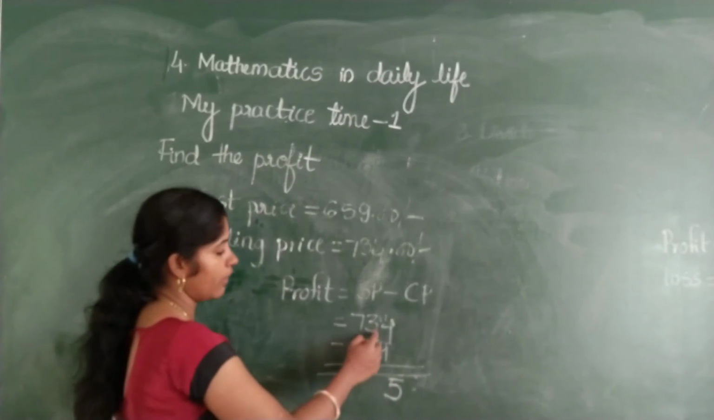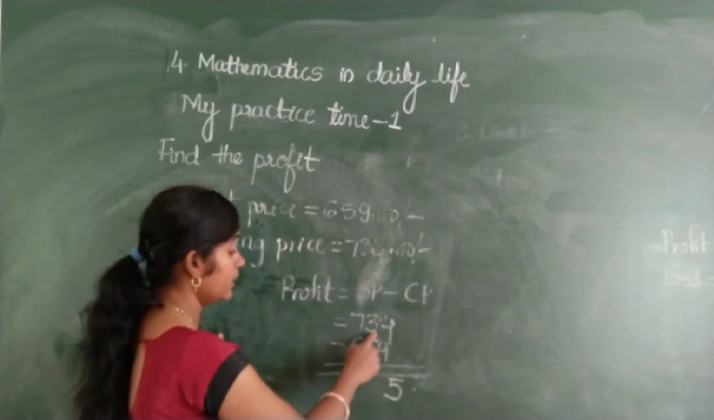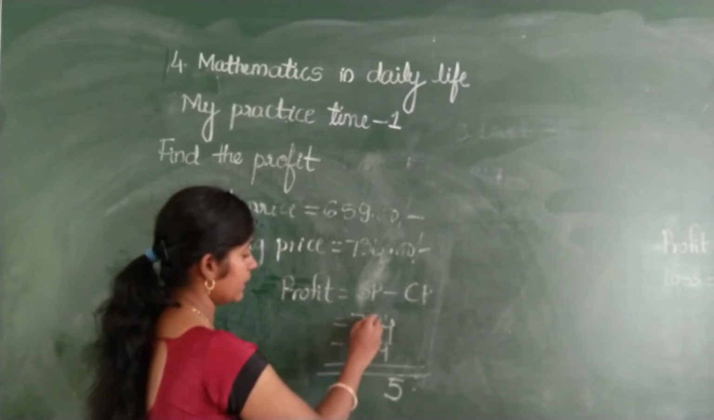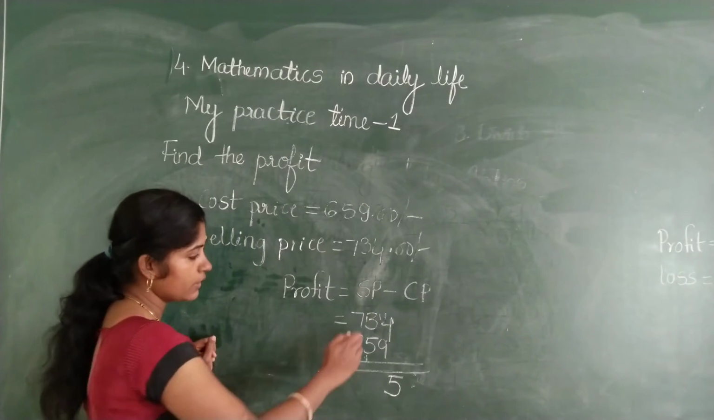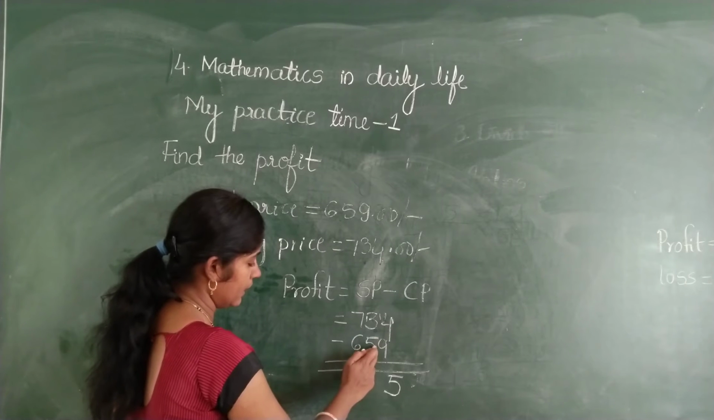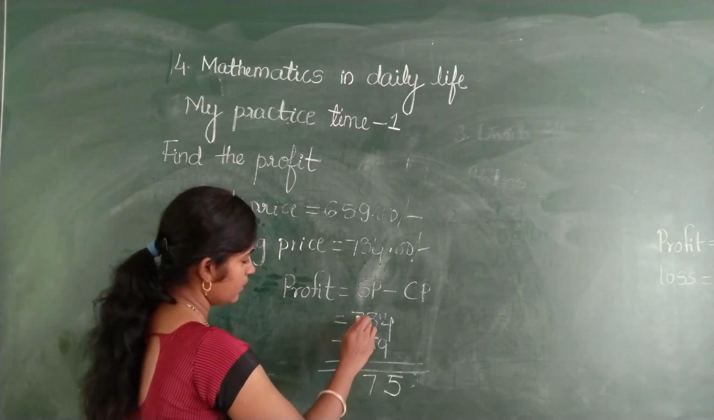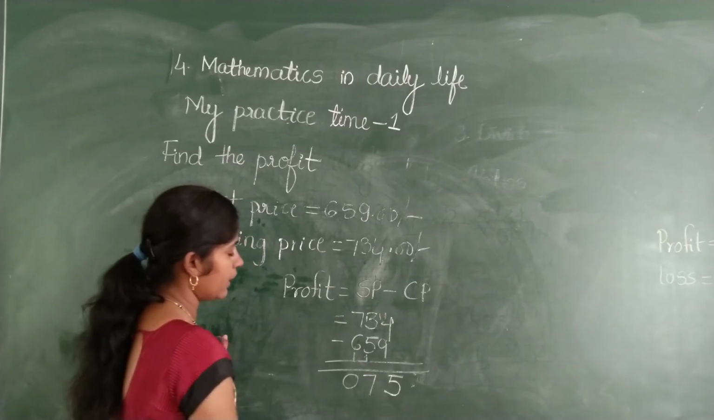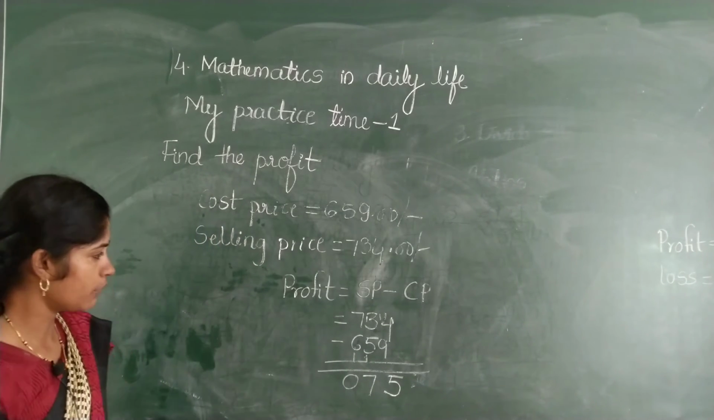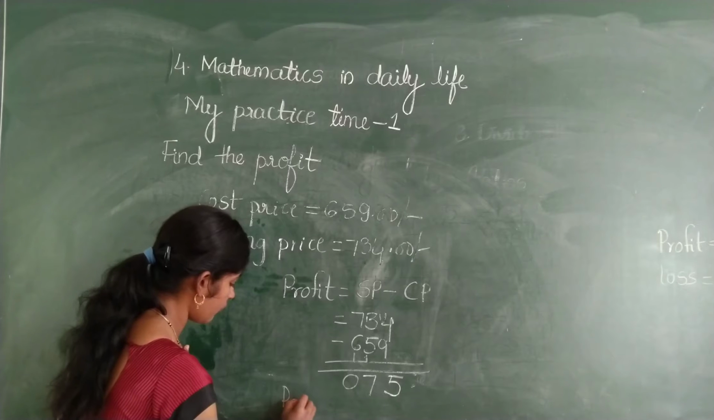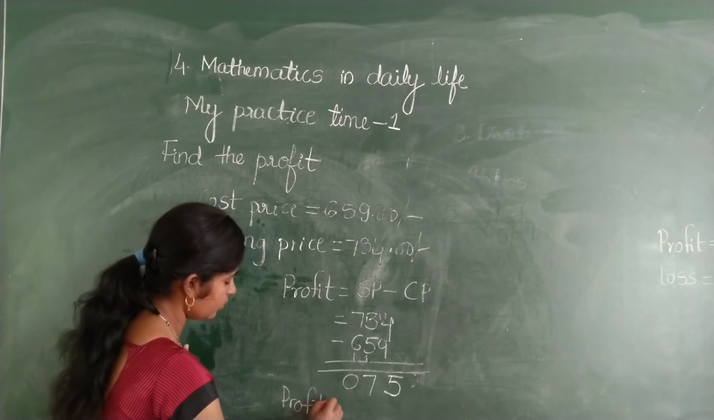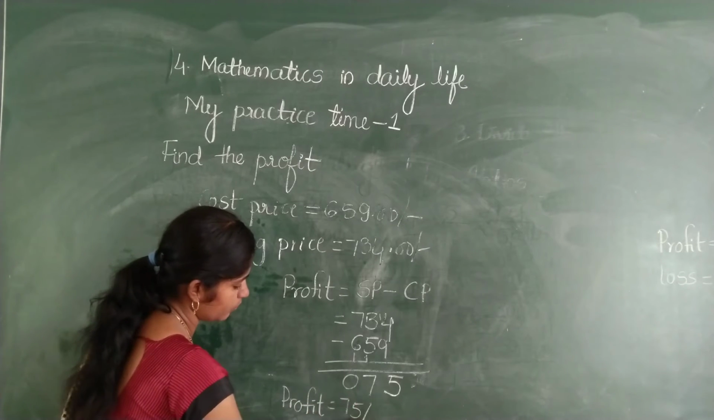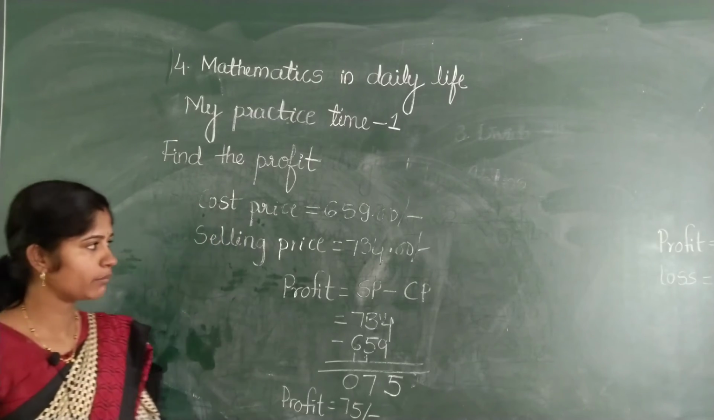Next you have to take the next digit. 3 is there. Again you take a carry, it becomes 13. 13 minus 5 is 8. 8 minus 1 is 7. So 7 minus 6 is 1. 1 minus 1 is 0. Then how much profit did I get here? The profit is equal to 75 rupees. I hope you are getting my point.